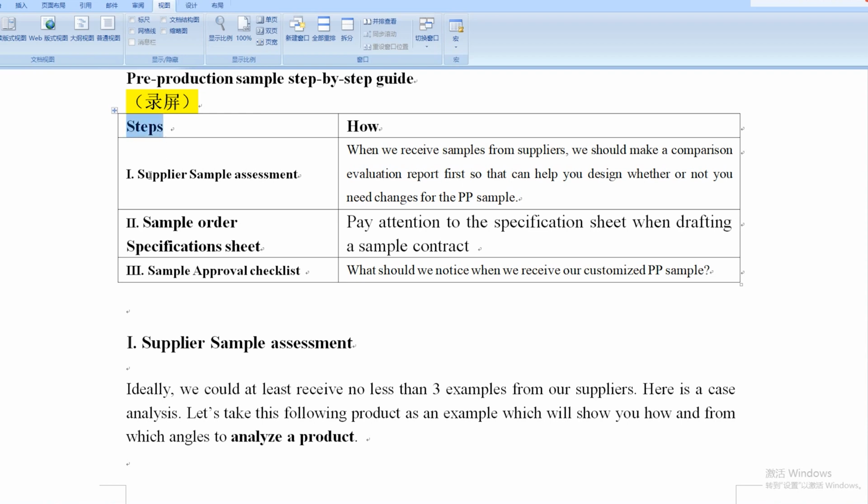The first step is supplier sample assessment. When we receive samples from suppliers, we should make a comparison evaluation report first. That can help you decide whether or not you need to change the pre-production sample. Next, the sample order specification sheet. Pay attention to the specification sheet when drafting a sample contract. Then, the sample approval checklist. What should we notice when we receive our customized PP sample?